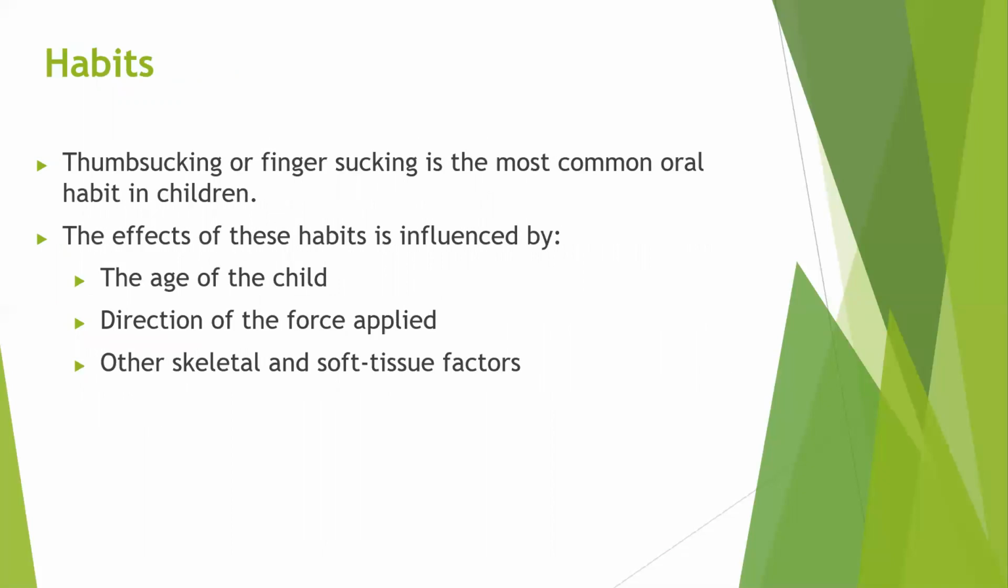A little bit about habits. Thumb sucking or finger sucking is the most common oral habit in children. The effects of these habits are influenced by the age of the child, the direction of the force applied, and other skeletal and soft tissue factors.